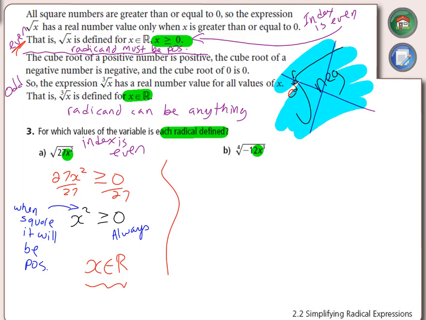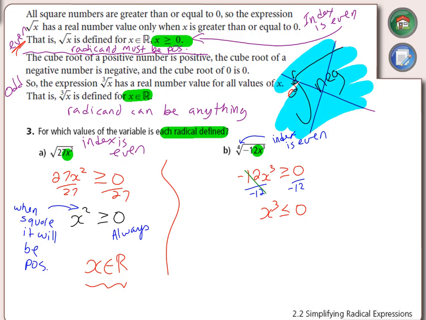Same thing. First of all, decide, is that index even or odd? Index is even. We've got a problem. Let's write down that the radicand has to be greater than or equal to 0. Let's take it and divide by negative 12. Whoa, wait a minute. With inequalities, when you multiply or divide by a negative number, flip that sign. Got to remember that one. x cubed less than or equal to 0.